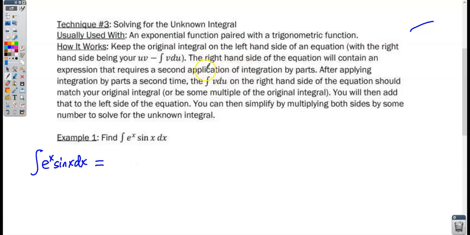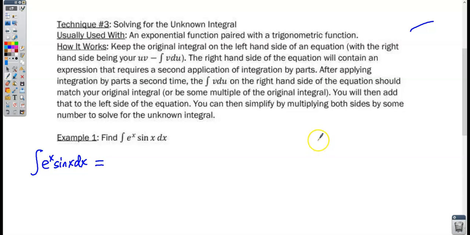What will happen is the right-hand side will contain something that requires a second application of integration by parts. After we apply parts a second time, the integral v du on the right-hand side of the equation is going to be the same as this original integral, or some multiple of the original integral. Okay? Then we're going to add and divide, and that'll get us to our answer. So let's take a look at what this looks like.